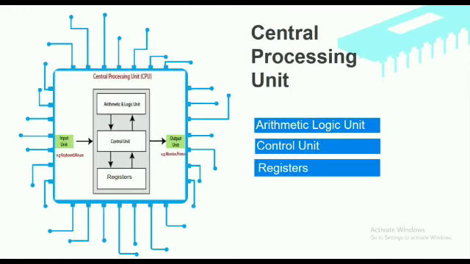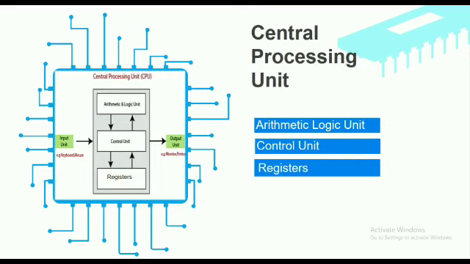Now let's see the central processing unit. We know that CPU, the central processing unit, is known as the brain of the computer. It controls, coordinates and supervises the operations of the computer. Here, the processing of input data is done.